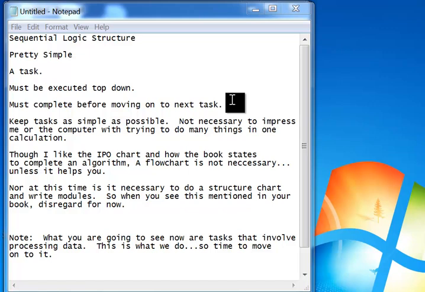Okay? Keep tasks as simple as possible. It's not necessary to impress me or the computer by trying to do too many things in one calculation. I actually saw the book trying to do that. I'd rather you break up calculations and make them easier to understand. Now, the computer doesn't care if you stick it all on one line when we get to programming. As a matter of fact, the computer will break it down its own way and keep it simple.